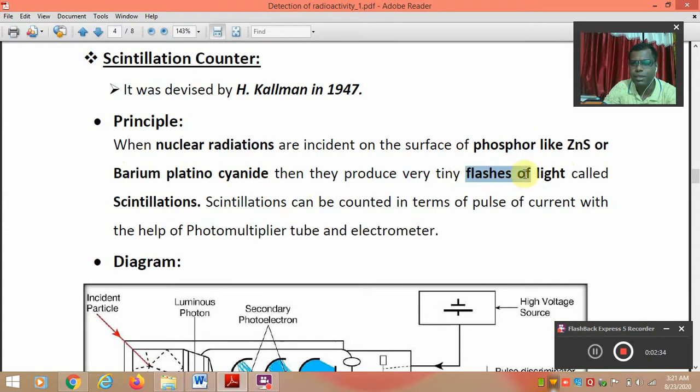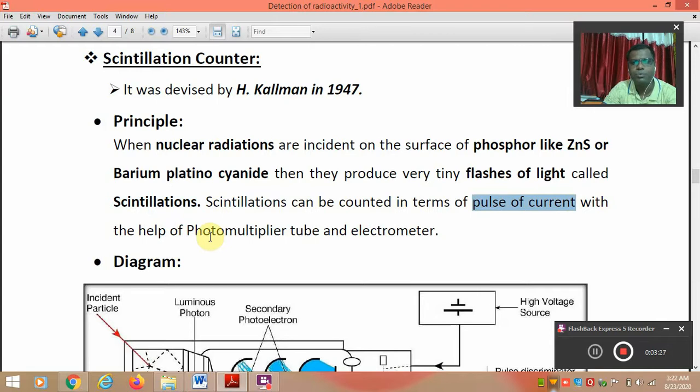This is very important. Nuclear radiations emitted by the radioactive element are incident on the surface of the phosphor, then they produce flashes of light, and these flashes of light are called scintillations. That's why this counter is called a scintillation counter. These scintillations are used to count a pulse of current with the help of a photomultiplier tube and the electrometer, which is one part of this scintillation counter. From the pulse of current we will be able to identify and measure the type of radiations or particles emitted by the radioactive element.